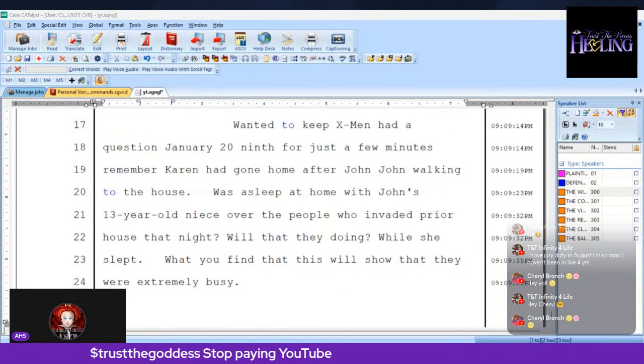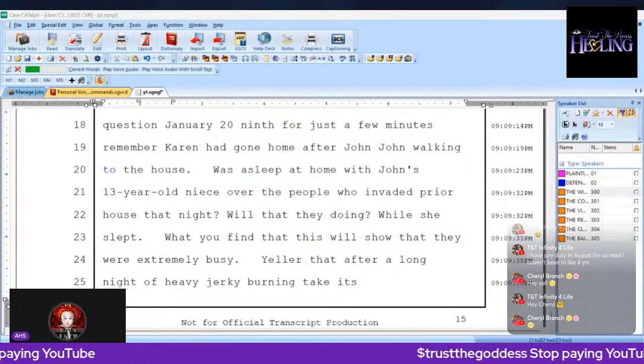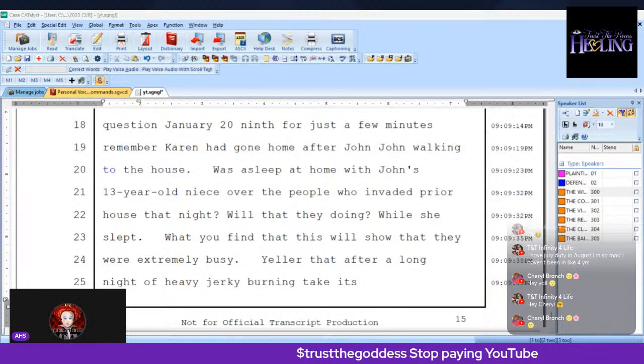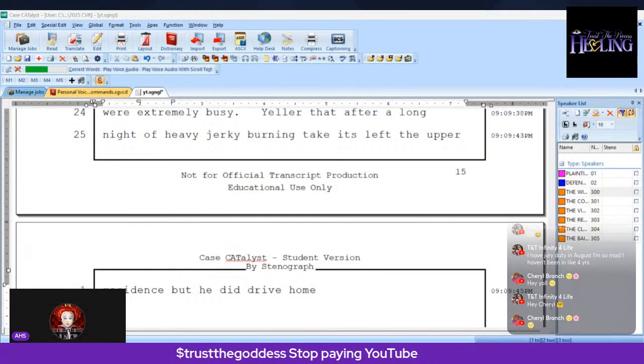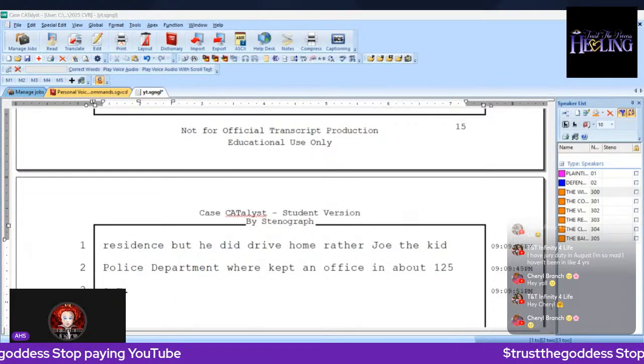You'll learn that after a long night of heavy drinking, Brian Higgins left the Albert residence, but he didn't drive home. Rather, he drove over to the Canton Police Department, where he kept an office, at about 1:25 a.m. Not a Canton police officer, but he kept an office there.